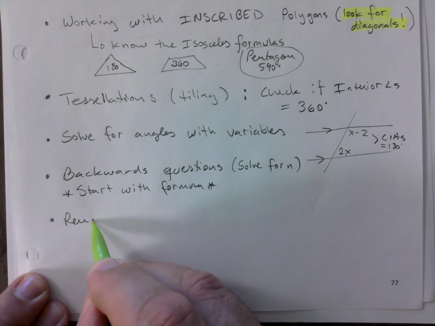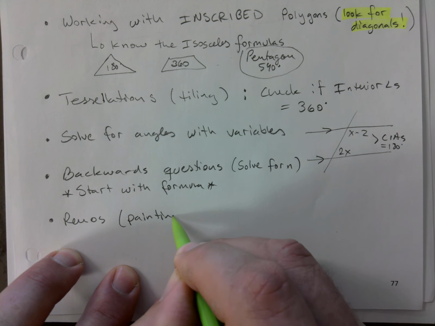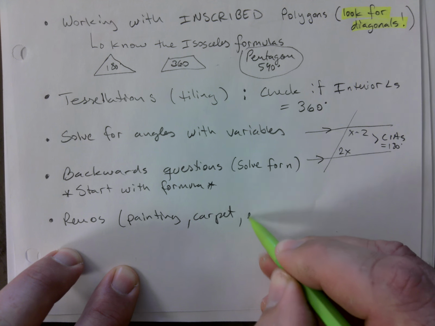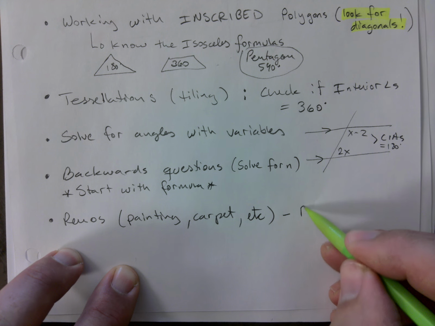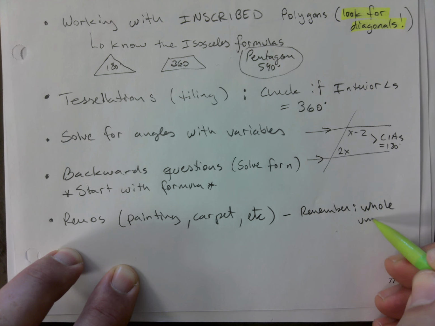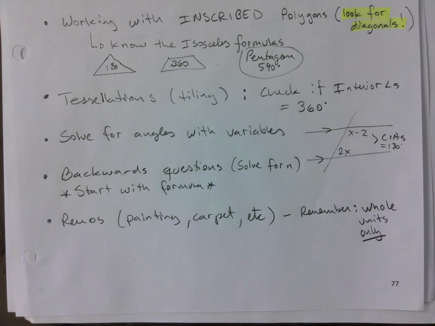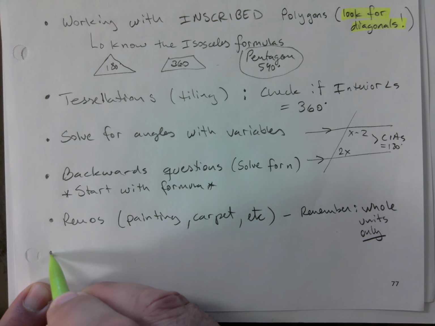There's going to be some review. It's not going to be very extensive, so don't just go and review, like when we did painting and carpets and stuff like that. Just review that. Okay. Painting, carpet, etc. Remember, right? Whole units only. When you purchase, you can only buy whole quantities. You cannot buy partial amounts. Okay, so you need to account for that. And the number of coats should be done right away. You should multiply your square footage by the number of coats before you figure out how many cans you need.